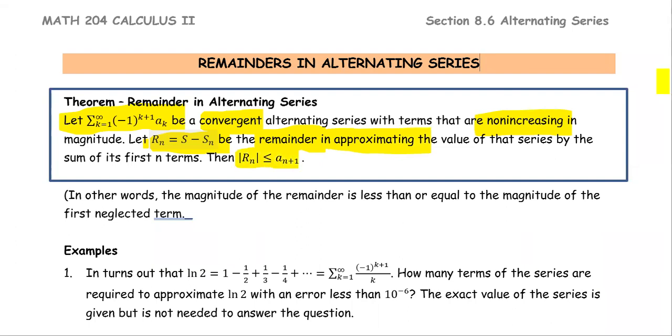Then the absolute value of Rn is less than or equal to a(n+1). In other words, we can say the magnitude of the remainder is less than or equal to the magnitude of the first neglected term, or the a(n+1) term. Examples.